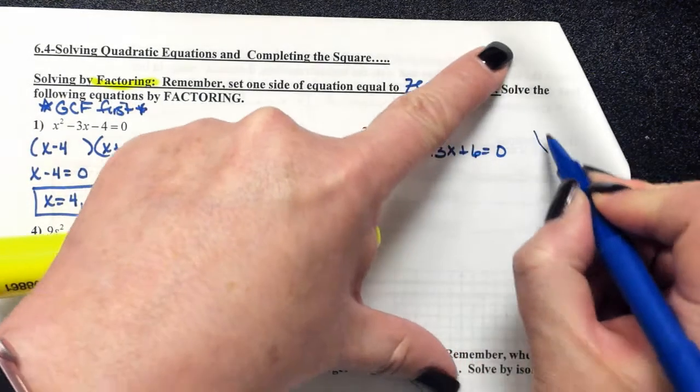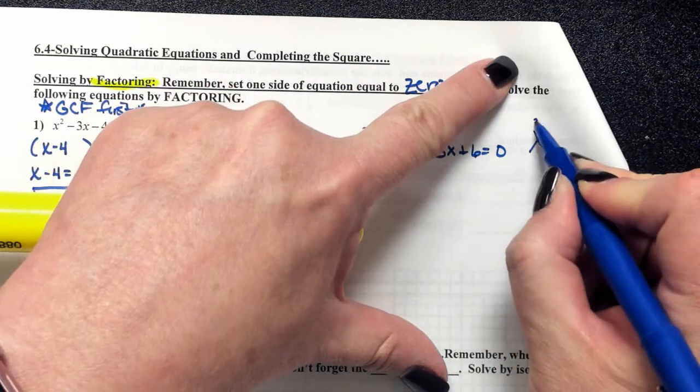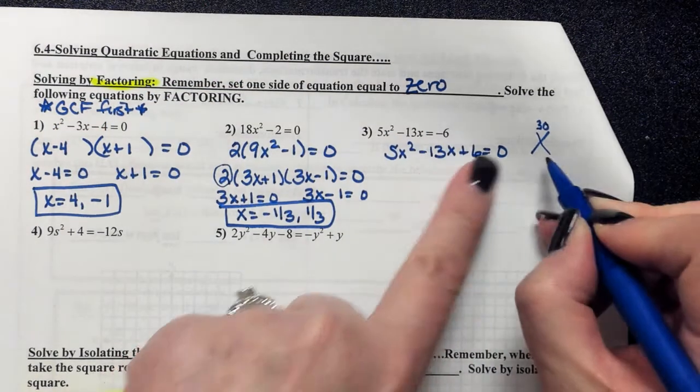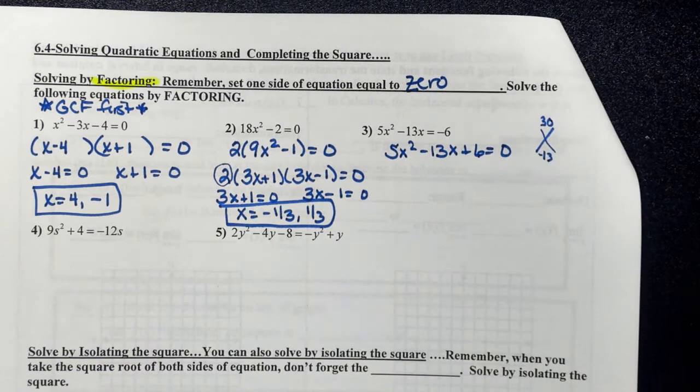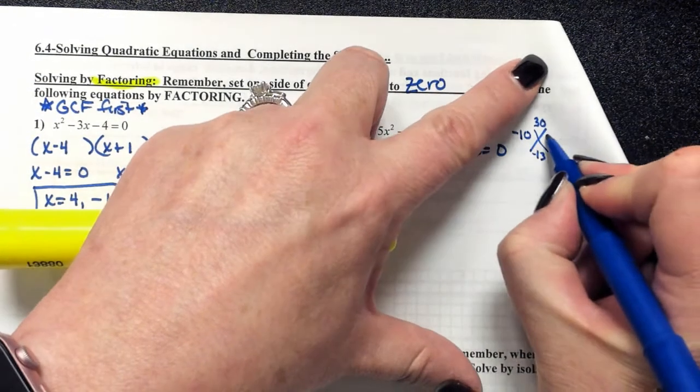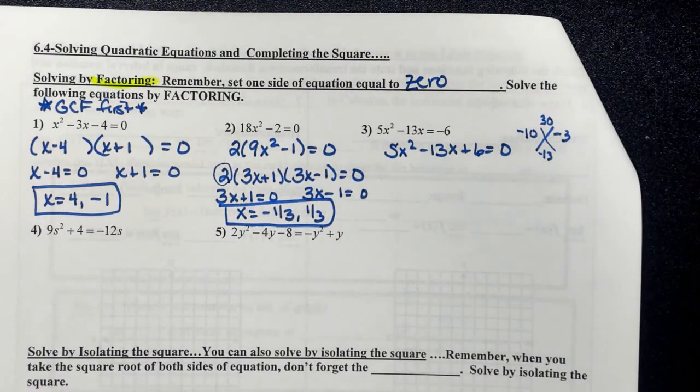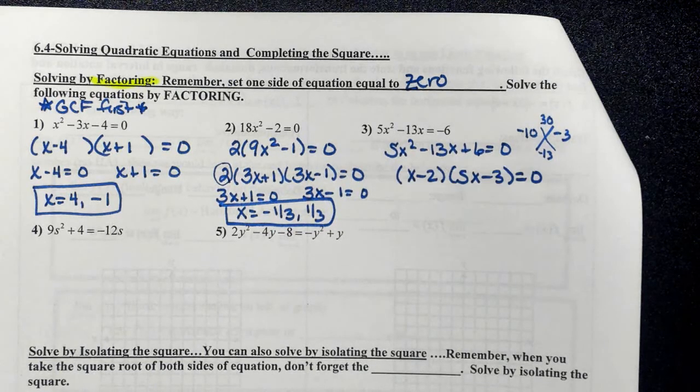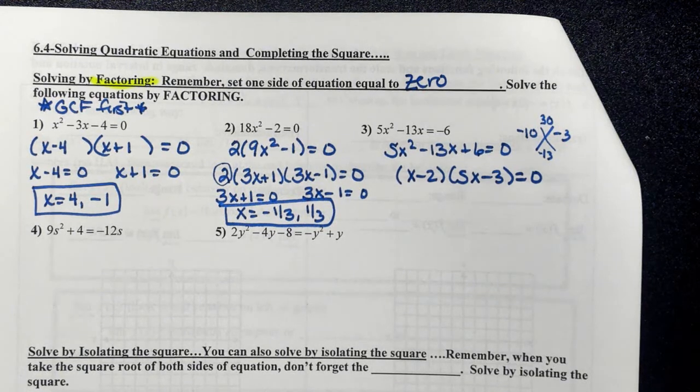Most of you use that x, I think, so you multiply 5 times 6, which is 30. And then you want to find the magical pair that add together to give you negative 13. So that's going to give you a negative 10 and a negative 3. And then you rewrite that as 5x squared minus 10x. So go ahead and finish that for me, regardless of what method that you use. And you should have broken it down into x minus 2 times 5x minus 3.